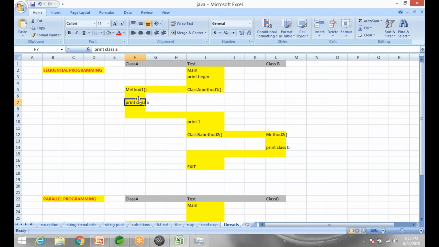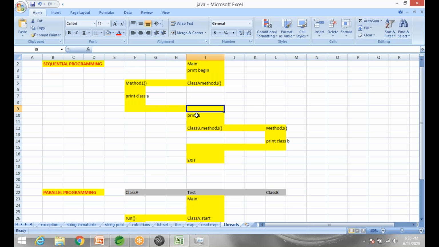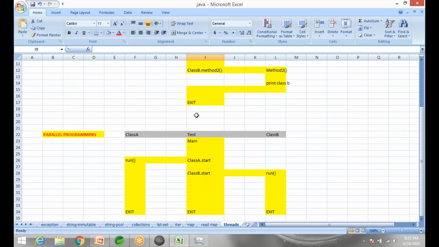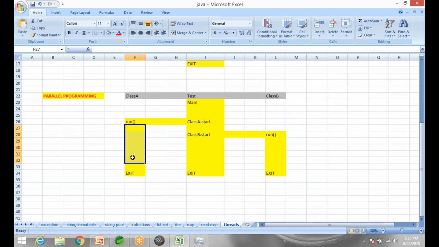When class A is processing, what are the main program and class B doing? Nothing, and nothing. When class B is processing, these are the processing lines, the main program is doing nothing. It is on pause, and this is also on pause. This is what we call sequential, one after the other. After this method, you go here. After this, only then you come back. Sequential programming. Parallel programming is where everything is running in parallel at the same time.